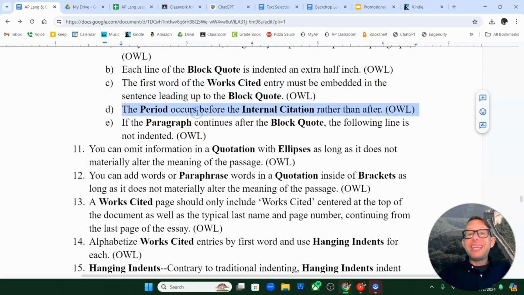The period in this case does occur before the internal citation rather than after. So remember that within all of the other internal citations I was mentioning, the period comes after the internal citation. With the block quote, it comes right before. And remember, the only thing that internal citation is going to have inside of it in this case is the page number if there is one, okay? Because you've already used the first word of the works cited entry elsewhere in the text, okay?